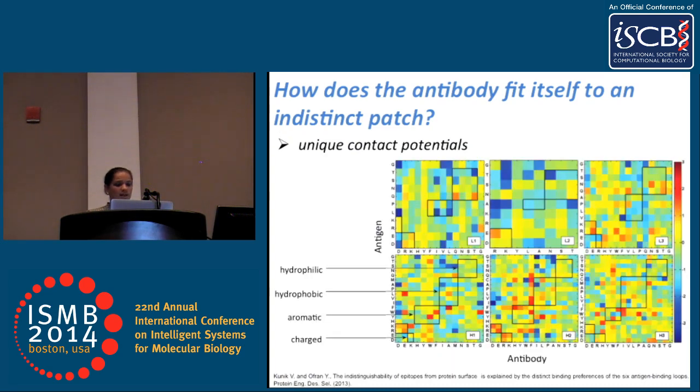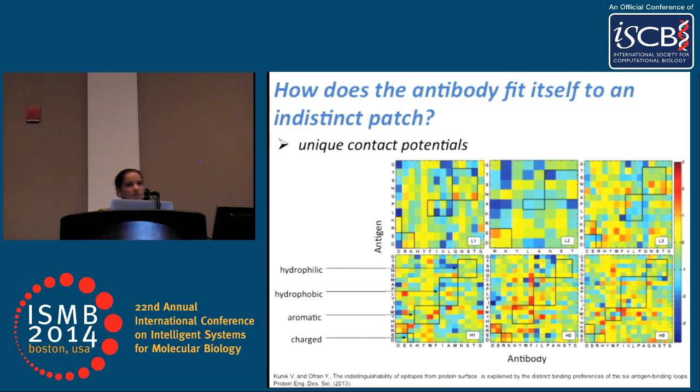So now we can look not only at the amino acids on the antibody side or only on the antigen side, but also at the combination of amino acids from both sides, or what we refer to as the contact potential of the antibody-antigen interface. You can see here the contact potentials of the 6 CDRs, where on the x-axis you can see the amino acids from the antigen side, and on the y-axis the amino acids from the antibody side. And the cells are colored according to the preference of these 2 amino acids to be together in contact in the interface. You can see that each of the CDRs has a unique set of preferences.